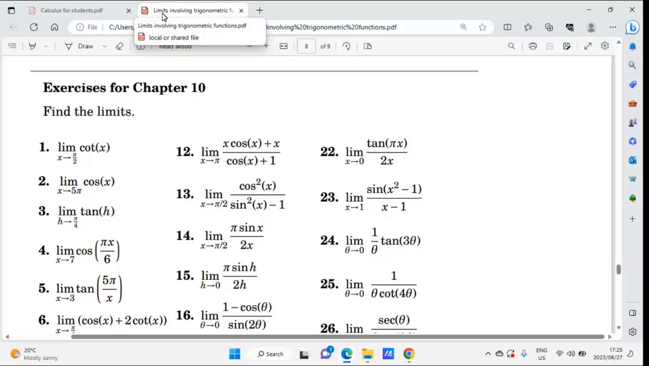The limit of tan pi x over 2x as x approaches 0. When you substitute 0 in this equation, you get something over 0. So we don't want that denominator to be 0. So I changed tan pi x to sine pi x over cos pi x. This whole thing is divided by 2x. So my next step was the limit of sine pi x over cos pi x multiply 1 over 2x.